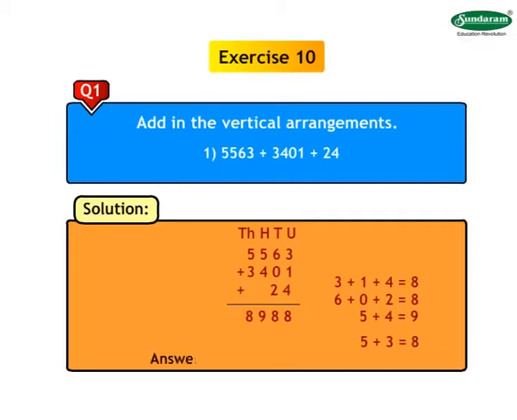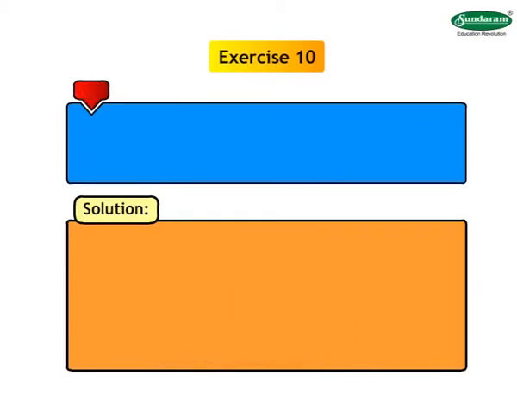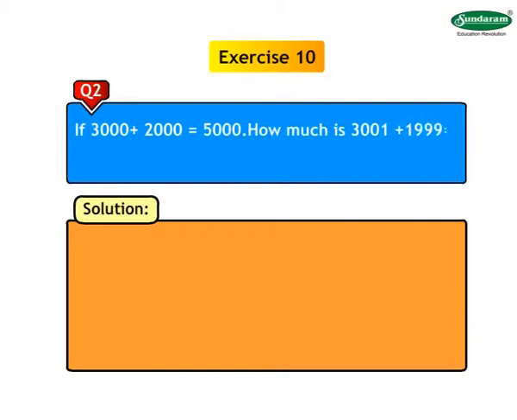Therefore, the answer is 5563 plus 3401 plus 24 is equal to 8988. Exercise 10, question 2. If 3000 plus 2000 is equal to 5000, how much is 3001 plus 1999 equal to?